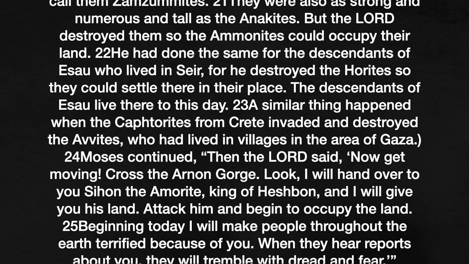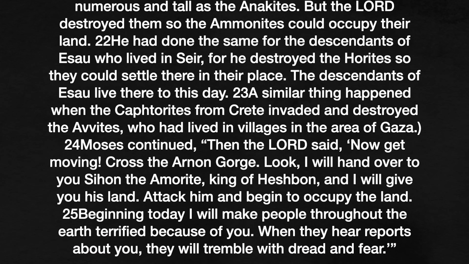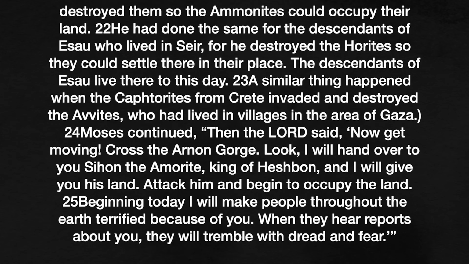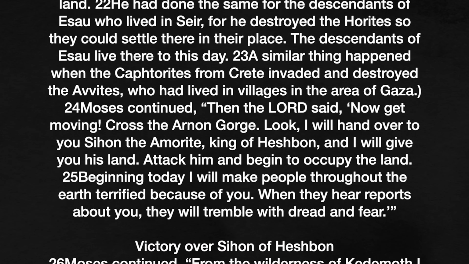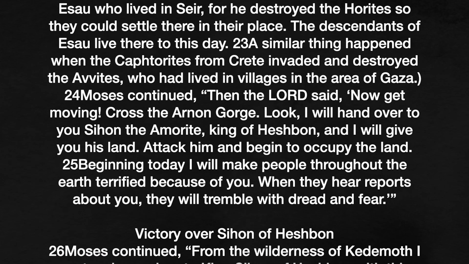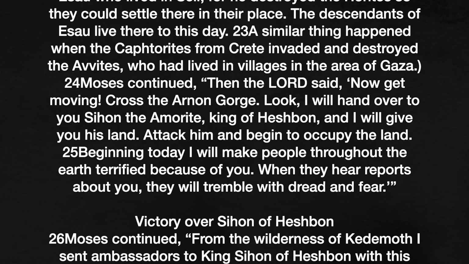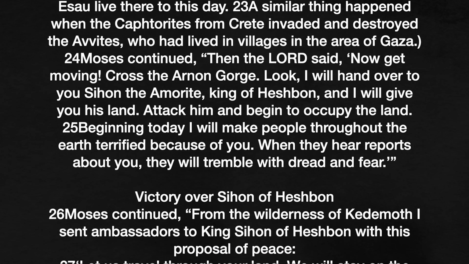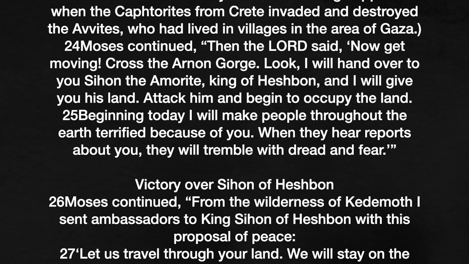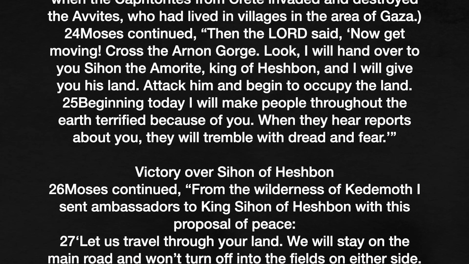Moses continued, "Then the Lord said, 'Now get moving, cross the Arnon Gorge. Look, I will hand over to you Sihon the Amorite, king of Heshbon, and I will give you his land. Attack him and begin to occupy the land. Beginning today, I will make the people throughout the earth terrified because of you. When they hear reports about you, they will tremble with dread and fear.'"